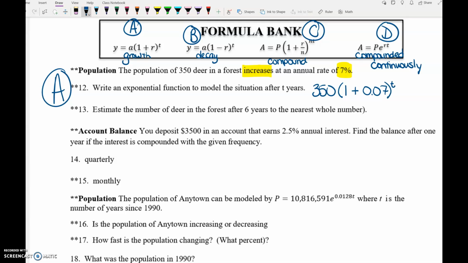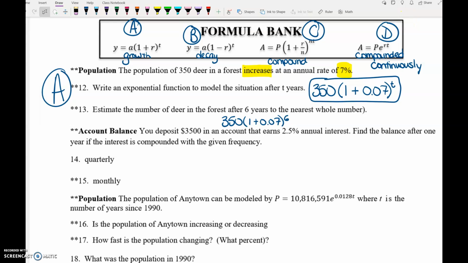Now, I starred number 12 because there is a problem just like number 12 on the test where it will say y equals, and you need to type in this model using t. Then in number 13, it's going to ask you, after 6 years, what is the population of deer in the forest? So that's when you would actually plug this into your calculator and get a number that you would then round, I think, to the nearest whole.